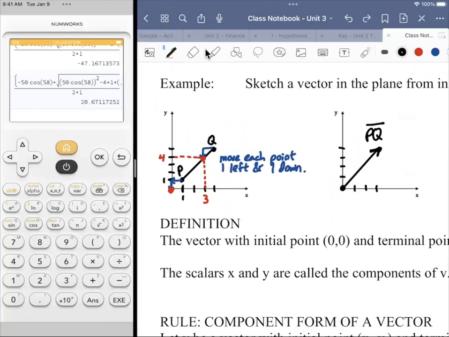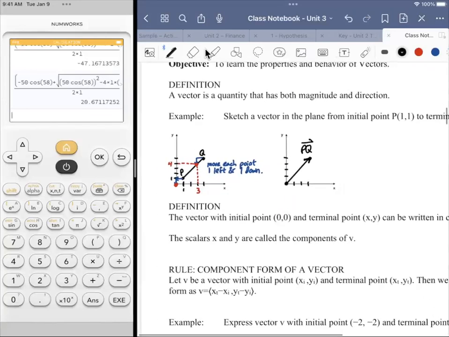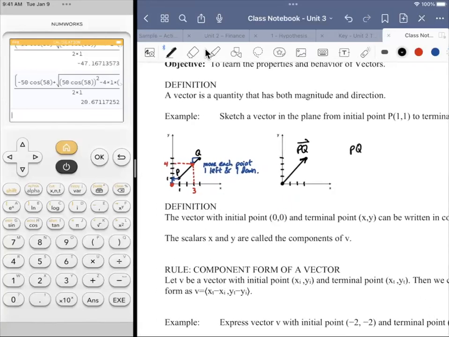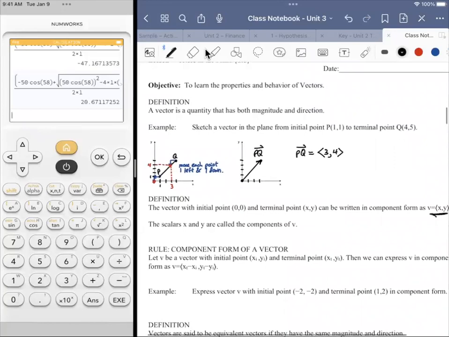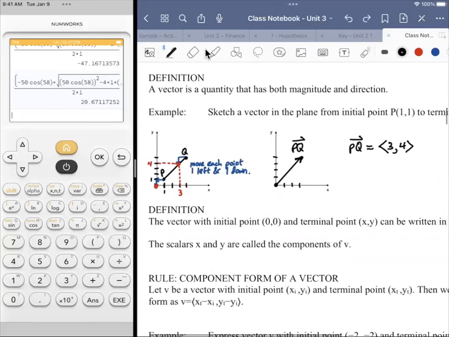For vector notation, we do kind of a half arrow. You can do a full arrow if you want; nobody's going to lose any sleep over that. But PQ is now vector (3, 4). That's what this notation is saying over here. So this is vector notation, which represents the endpoints of a vector.